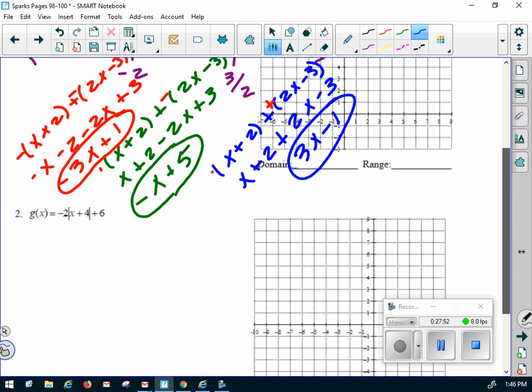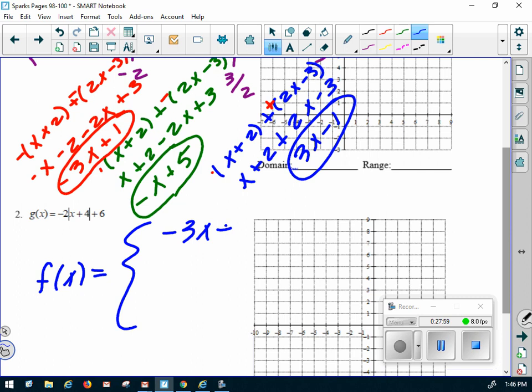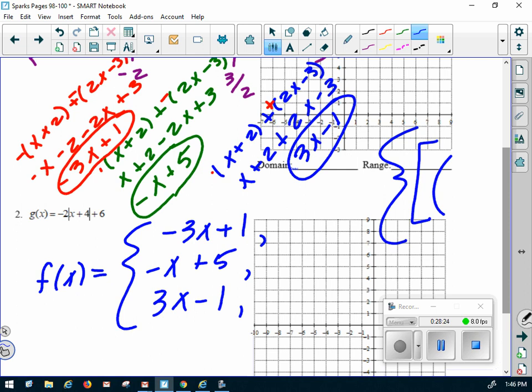I'm just going to go right down here because I don't have room. So we got -3x plus 1. We got -x plus 5. And we got 3x minus 1. Yes, it's okay if you're terrible at the squiggle thing. It's called a brace. You've got brace, bracket, parentheses.